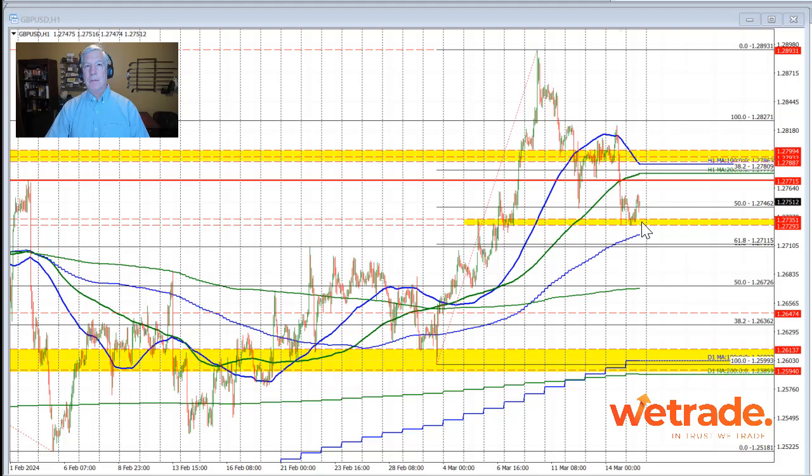You can sort of blur your eyes and say, well, the 200-hour moving average and the 100 bar moving average on the 4-hour chart are the two barometers in between the 50% retracement level.